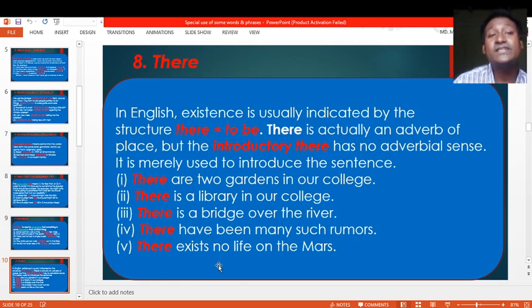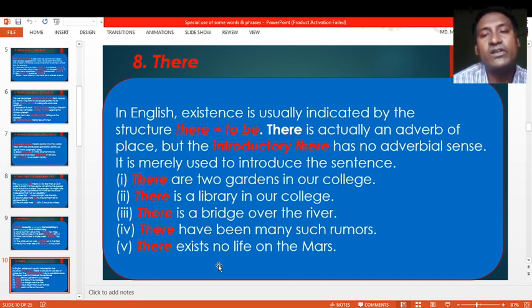Introductory there. In English, existence is usually indicated by the structure there plus to be verb form. There is actually an adverb. In the word there is actually an adverb of place, but here the introductory there has no adverbial sense or function. It is merely used to introduce the sentence. It will be clear for you if you see these examples here.